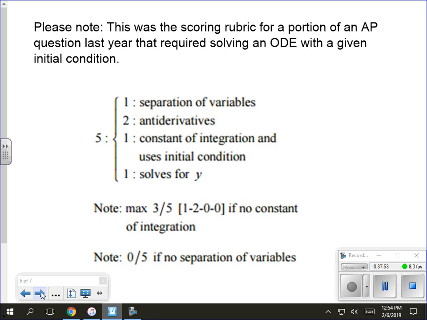Part of the test is getting points. And you can't get the points if you don't make the effort to solve the problems for partial credit. Just separating the variables gets you going down the right track.